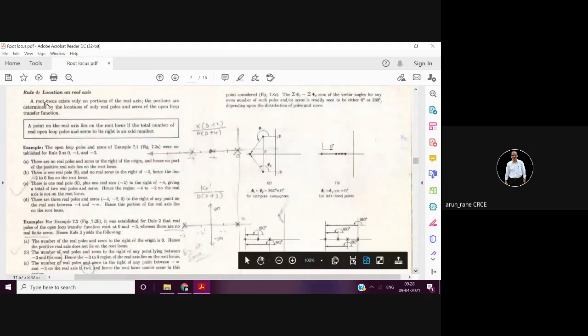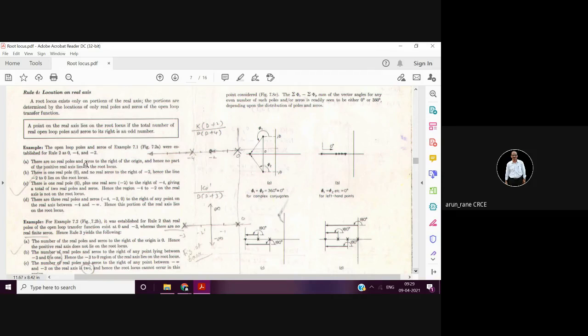Okay, let's go to rule number 4, location on the real axis. A point on the real axis lies on the root locus if the total number of real open loop poles and zeros to the right is an odd number. So I will explain this with an example.